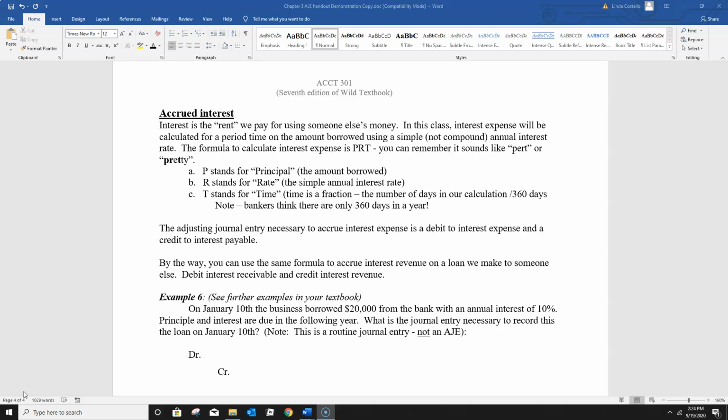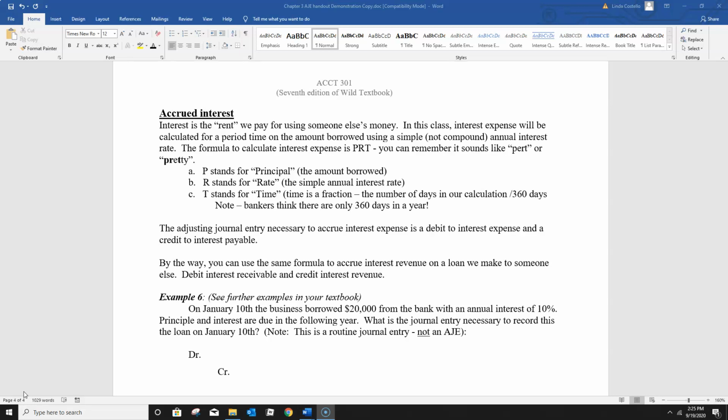Now I know you're already saying, what? 360 days in a year? That's wrong. There are 365 days in a year, usually. Well, just think of it this way. Bankers think that there are only 360 days in a year. So when you're calculating interest, and no other calculation, don't apply a 360-day year to depreciation or anything else, just to interest. When you're calculating interest, just get used to using a 360-day year.